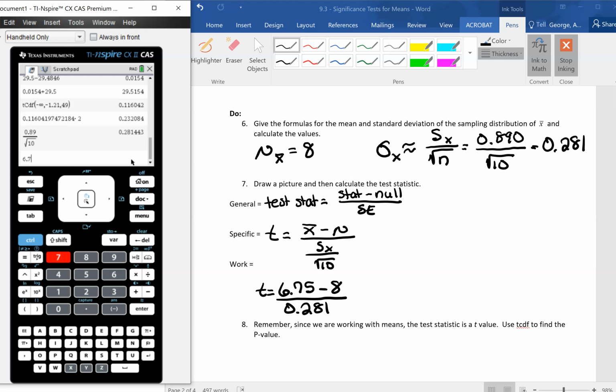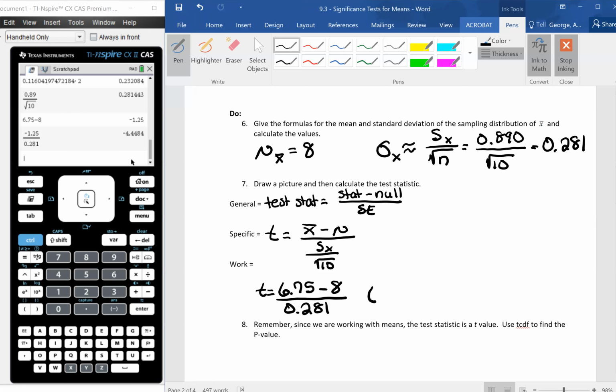Then we can jump over to our calculator and do that part. And we end up with, for our t, negative 0.448. So that's our t value.